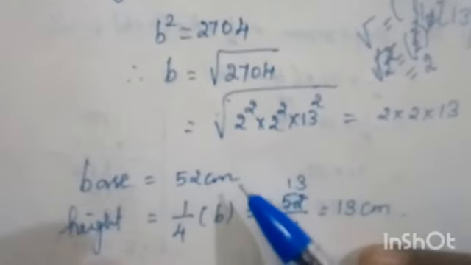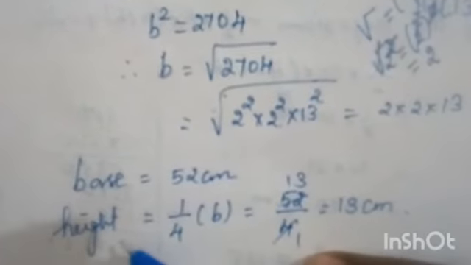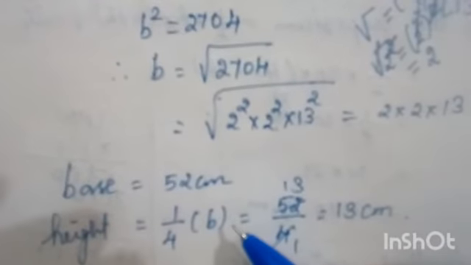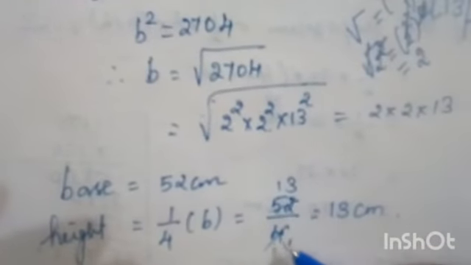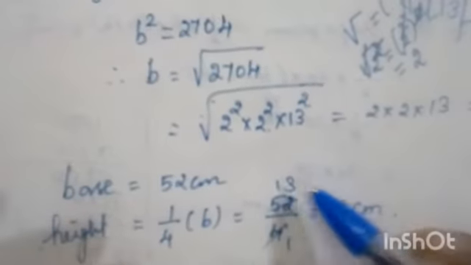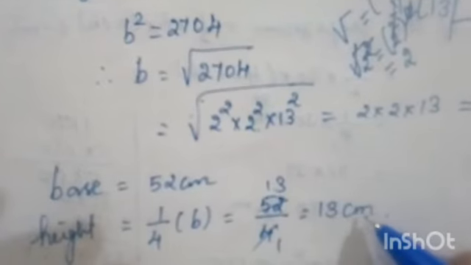Base is 52 centimeters. The height is given as 1 by 4 into b. So that is 52 by 4. 4 times 13 is 52, so that is 13 centimeters.